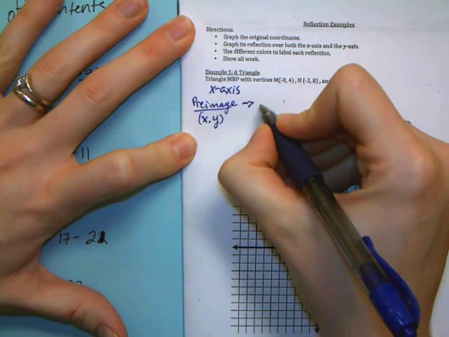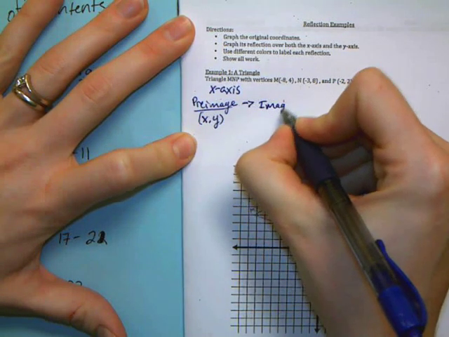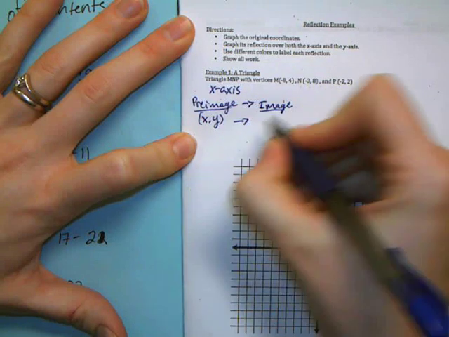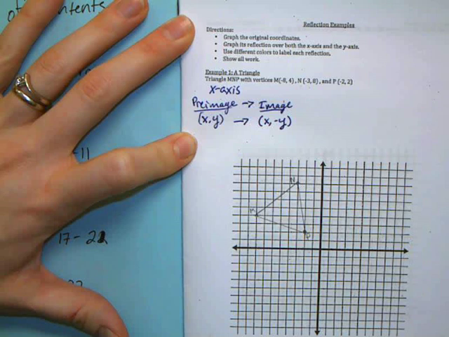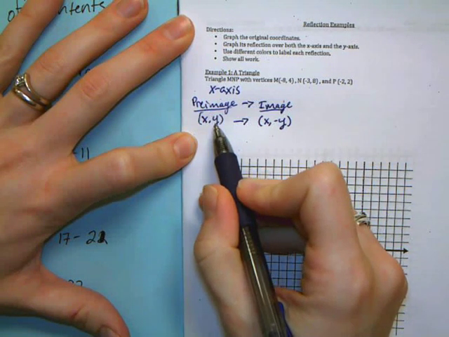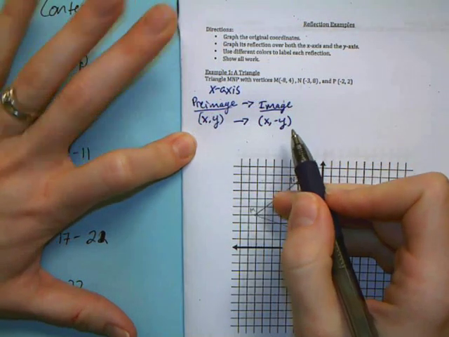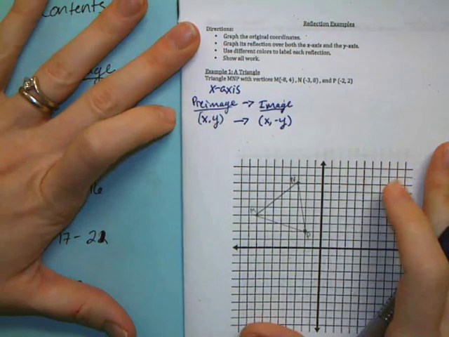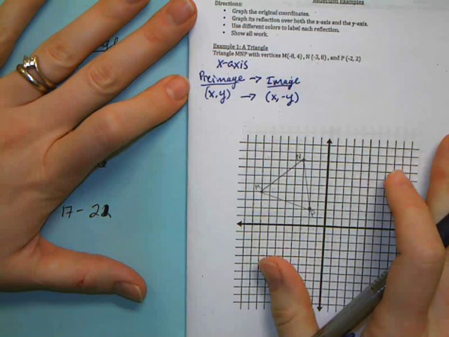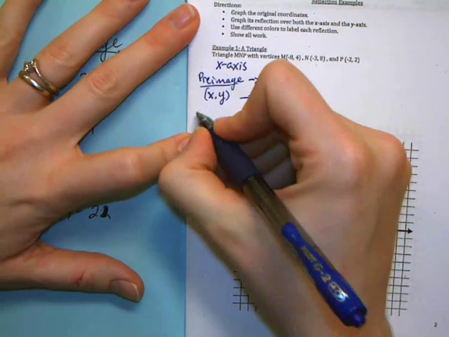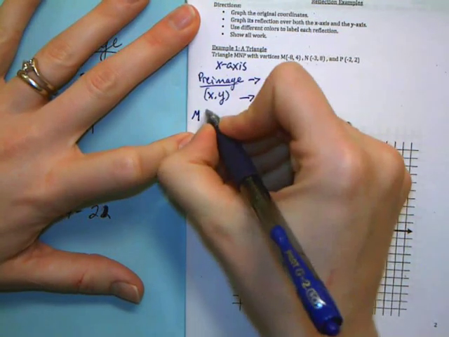And when we transform that into an image, it is going to turn into (x, negative y). What that means is, whatever your original y value is, you're going to change it to its opposite. The x value is going to stay the same. And I'll show you why that rule is what it is in just a moment.